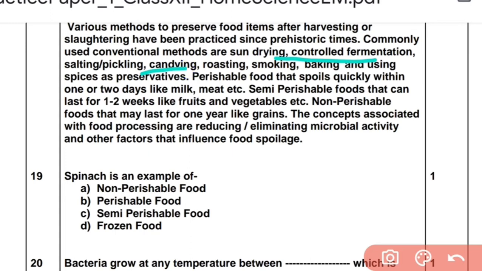Perishable foods spoil quickly within 1 or 2 days, like milk and meat. Semi-perishable foods last for 1 to 2 weeks, like fruits and vegetables.